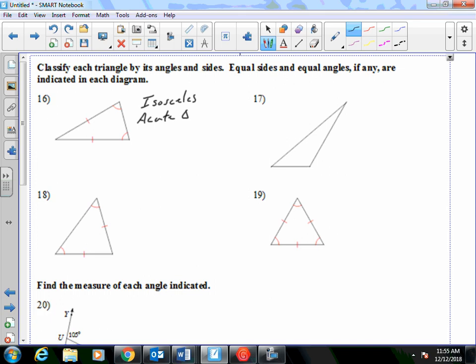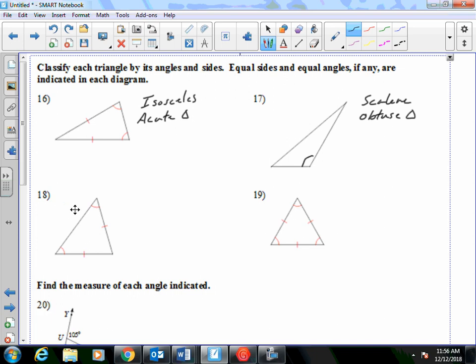17 has nothing marked the same. No sides are marked congruent. So that makes it scalene. And then with it being scalene, this angle right here is bigger than 90 degrees. So that's going to be scalene obtuse. It just takes one obtuse angle to make it an obtuse triangle.